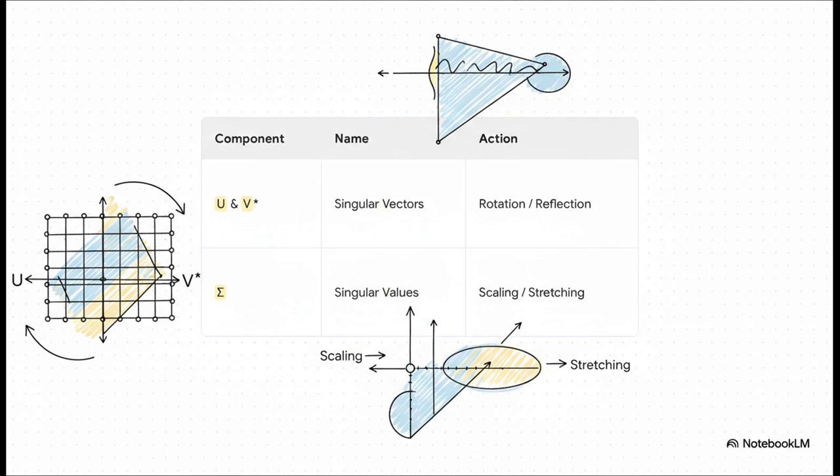They line everything up. And that matrix in the middle, sigma, it's the best part. It's super simple. It only has numbers on the diagonal. These are your singular values, and they only do one thing, scale. They represent the pure stretch along those new axes.